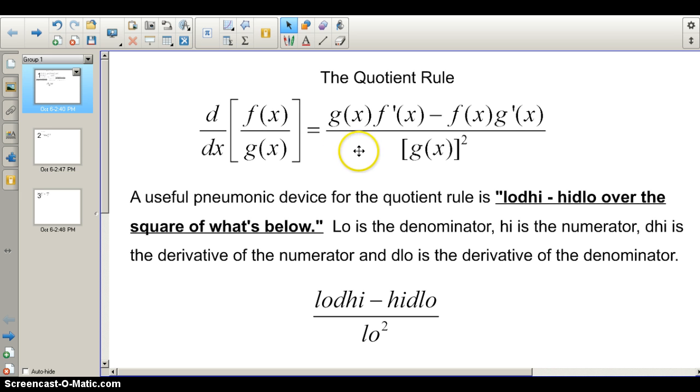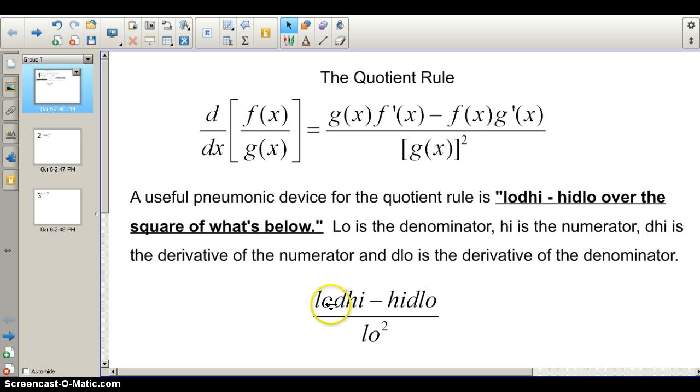This is really hard to remember in this form, so we use a mnemonic device that's famous throughout calculus. That mnemonic device is low d high minus high d low over the square of what's below. It looks like this. Low obviously is the denominator, high is the numerator, d high is a derivative of the numerator, d low is a derivative of the denominator.